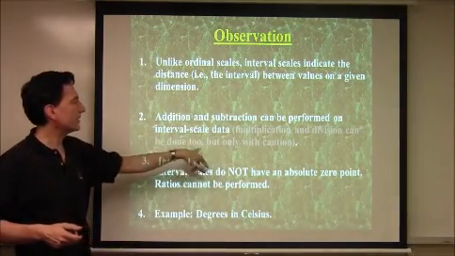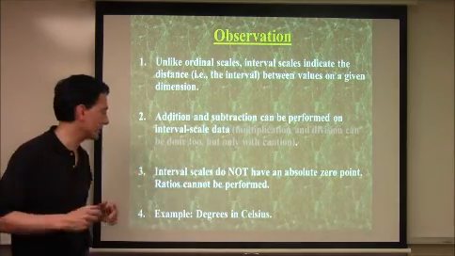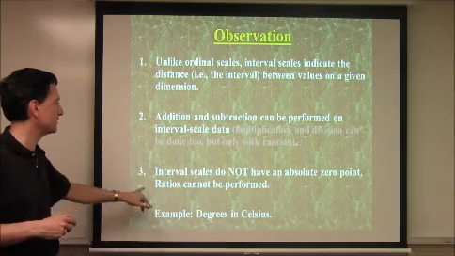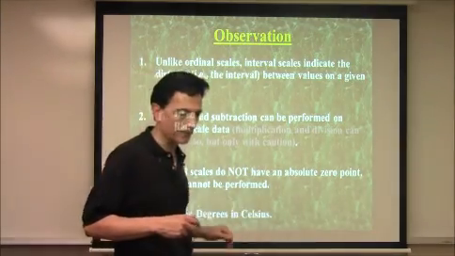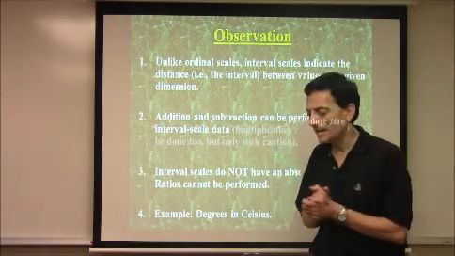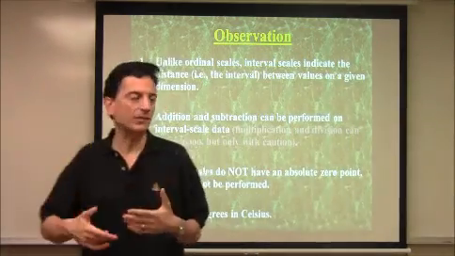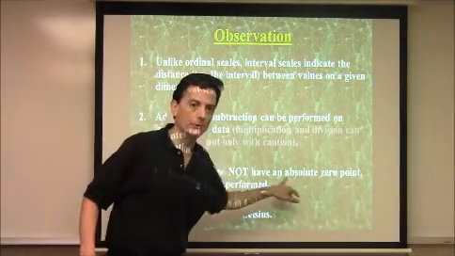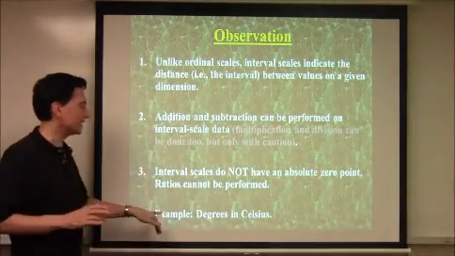Multiplication and division can be done, but there has to be some caution that I'll talk about in just a moment. Interval scales do not have an absolute 0 point, so ratios can't be performed. This might be the most subtle point of the entire video, and I find that year after year students struggle with this idea of an arbitrary 0 point, not an absolute 0 point. So we'll see if we can take an example.